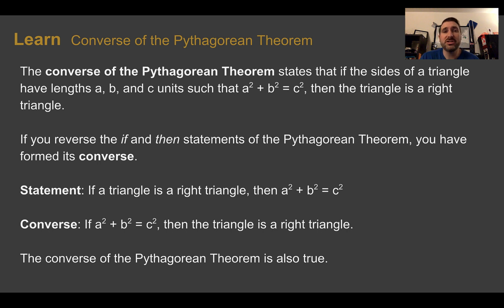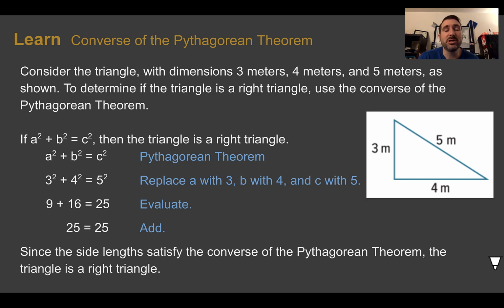The converse here is just a reverse statement of the Pythagorean theorem. If you reverse the if and then parts, you have its converse. In the original Pythagorean theorem, it says if a triangle is a right triangle, right? We saw those little squares in the corner to show that it was a right triangle, then a squared plus b squared equals c squared. The converse is just the reverse of that. If a squared plus b squared equals c squared, if that's true, then your triangle is a right triangle and not some other form of triangle.